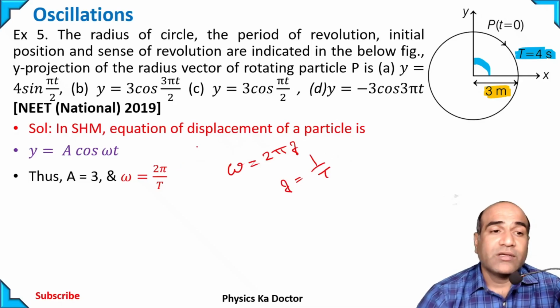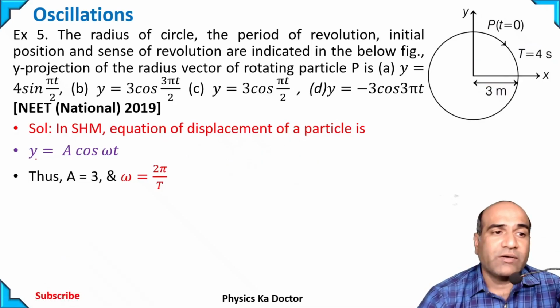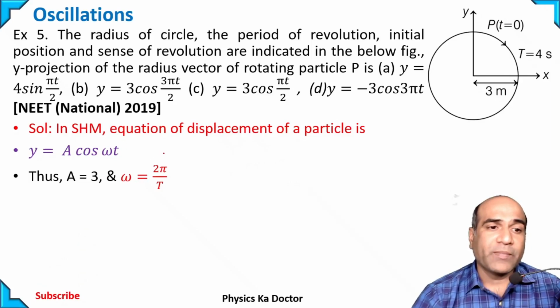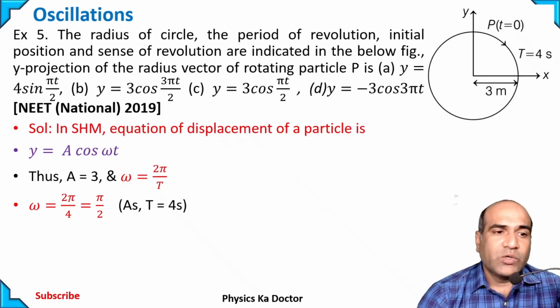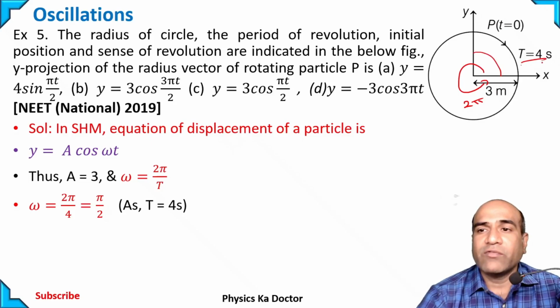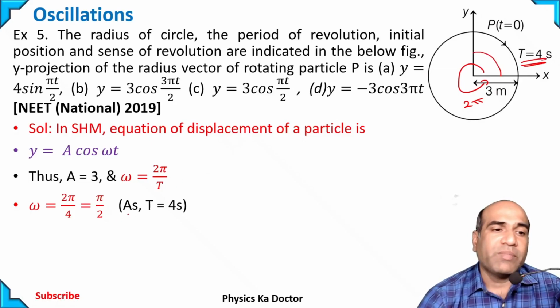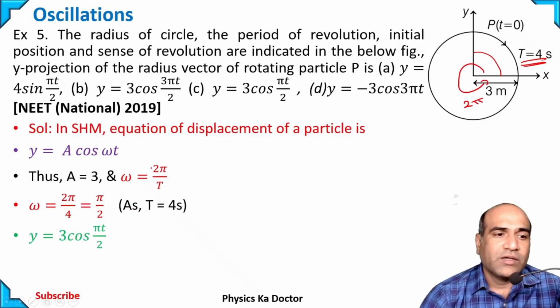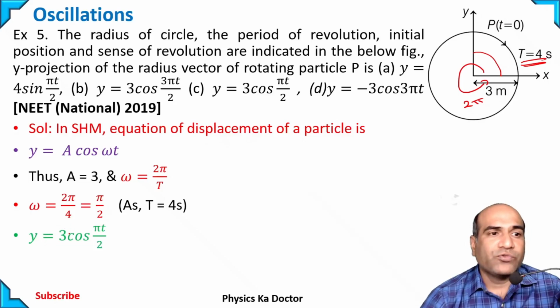So now, what is our equation? Y equal to A cos omega t. You can put omega is equal to 2 pi by T. With T equal to 4, omega becomes pi by 2. Let's put it in the equation. So y equal to 3 cos(pi t by 2).